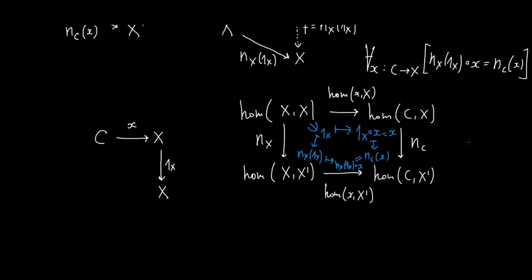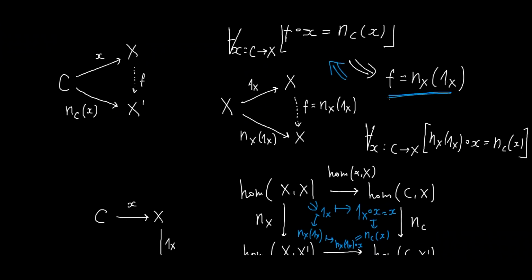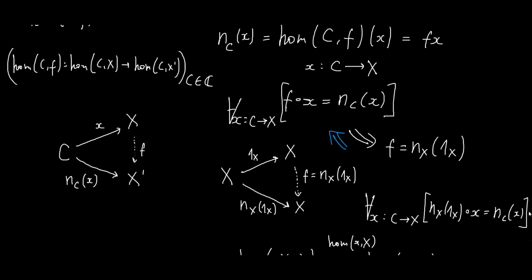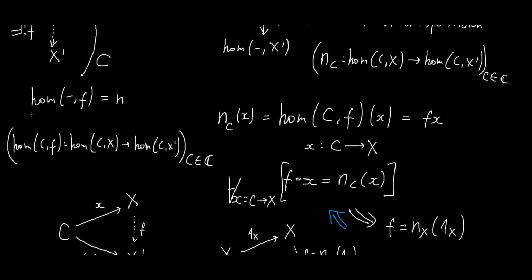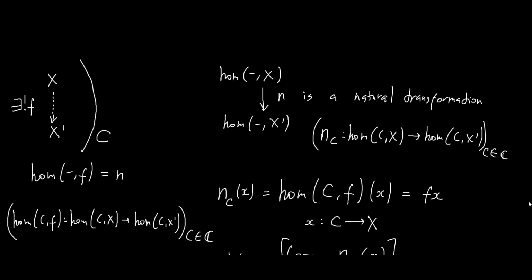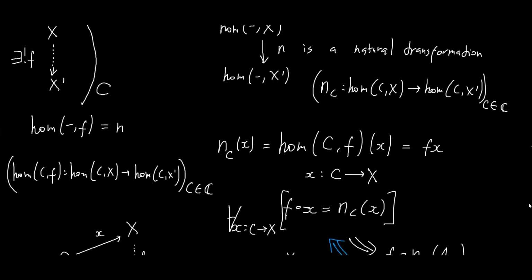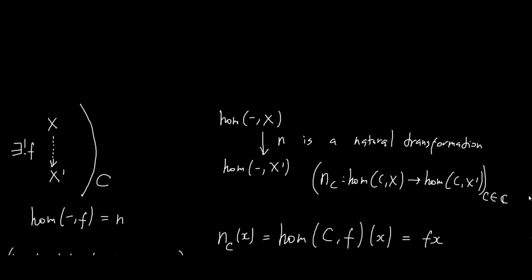And so because the square commutes, because we've got this equality for every x, we now know that if we define f in this way, then we actually have that hom dash f equals n. And because we were forced to define n in this way, such f is unique. So we've proved that this unique f indeed exists, and the uniqueness part was kind of easy, but we proved that as well.